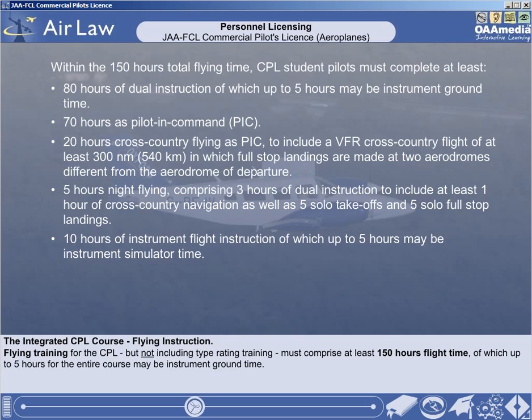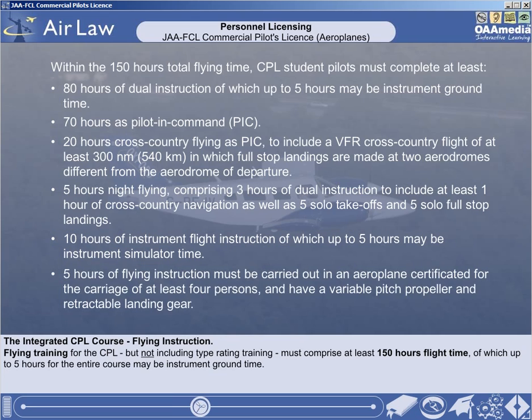10 hours of instrument flight instruction, of which up to 5 hours may be instrument ground time in an FNPT 1 or 2 or flight simulator. 5 hours of flying instruction must be carried out in an aeroplane certificated for the carriage of at least 4 persons, and have a variable pitch propeller and retractable landing gear.